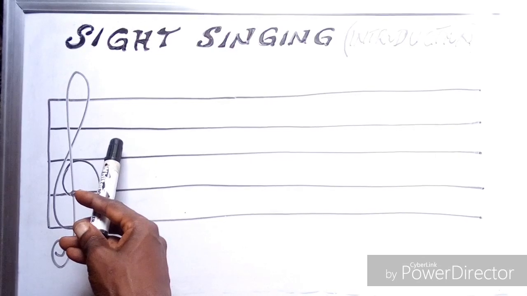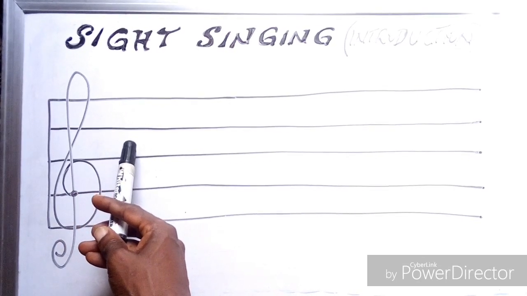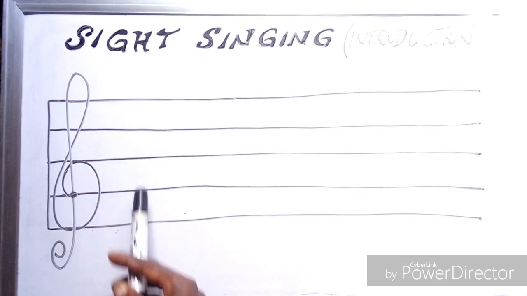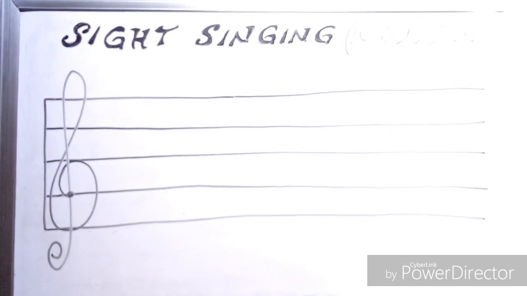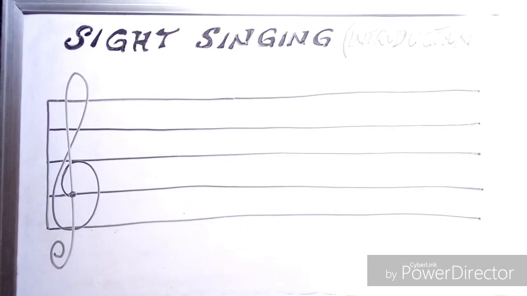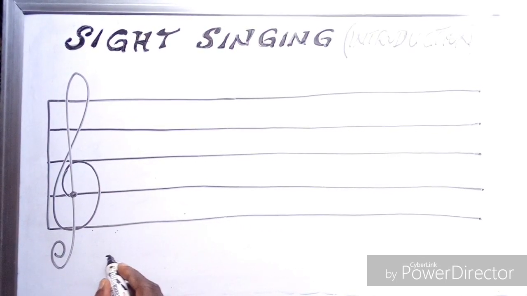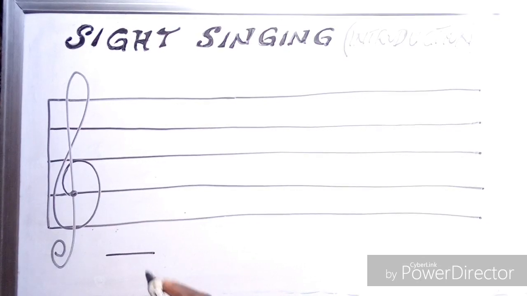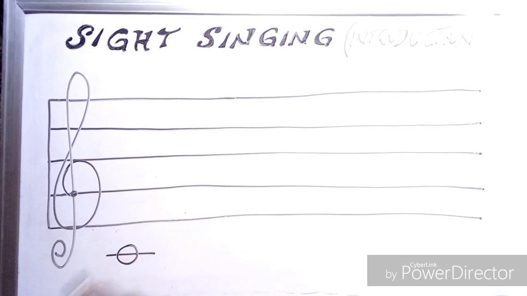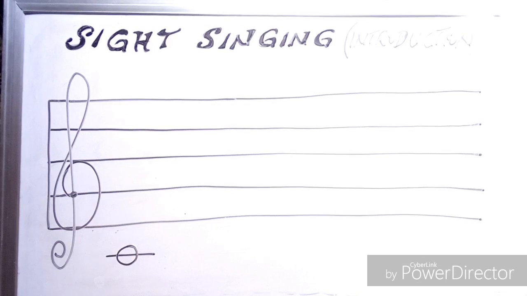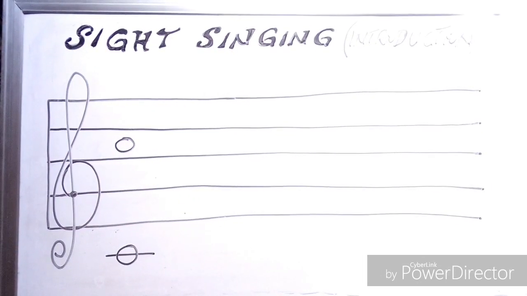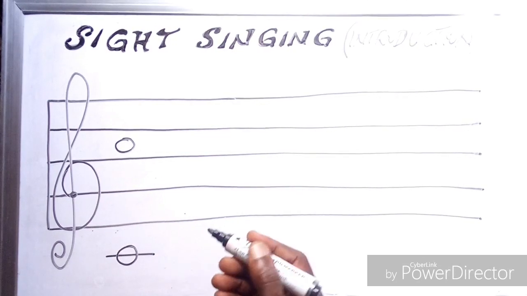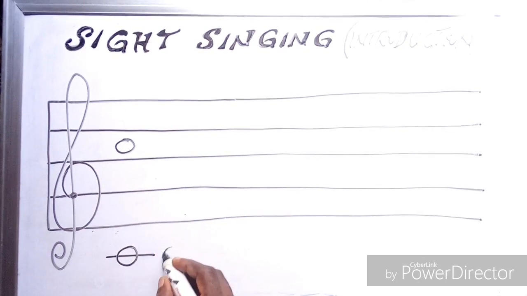Now, the third space of the treble staff is C. Below the treble staff, we also have another C, which is the middle C, which occupies the ledger line below the treble staff. So on this line, we have the note C. Here also, we have the note C. So both of them will bear the tonic, Do.